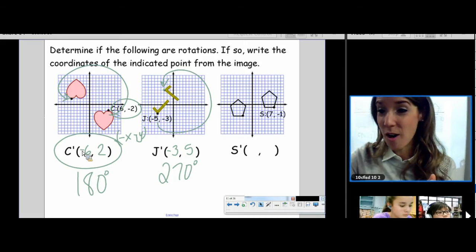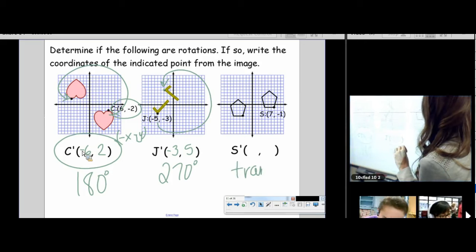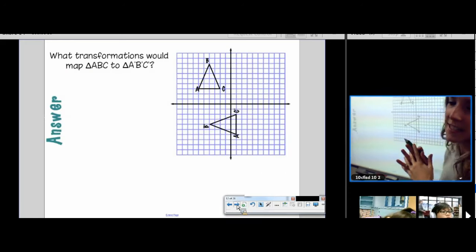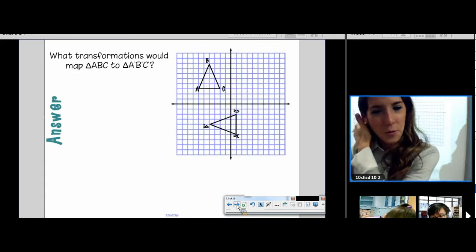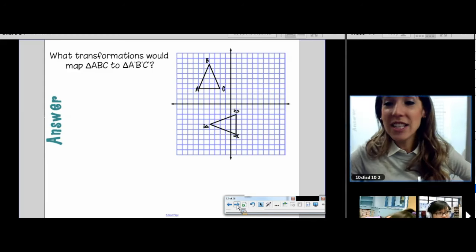Not a rotation at all, right? Not a rotation. That's a translation, so we can't give a degree of rotation. No, it's not one at all. Translation 360, you can't do that. Oh, 360-degree rotation. All right, let's do a dual one.